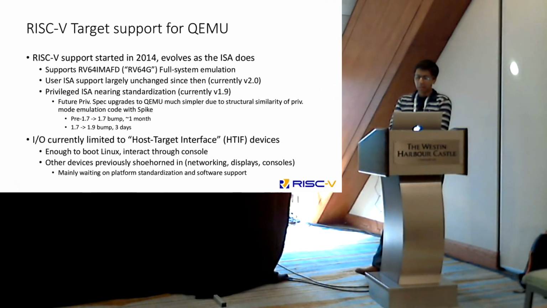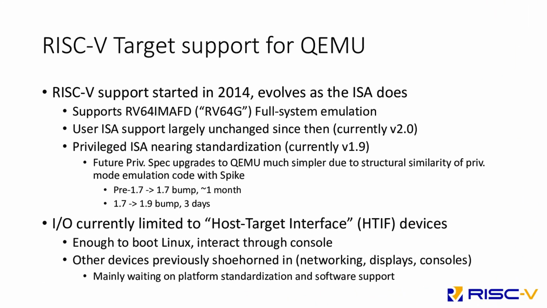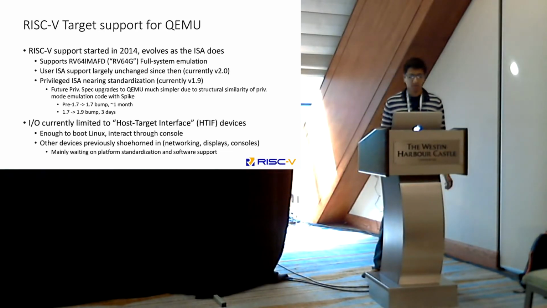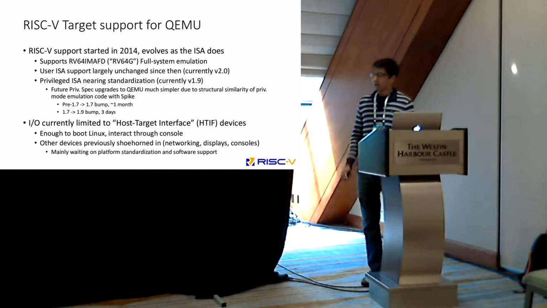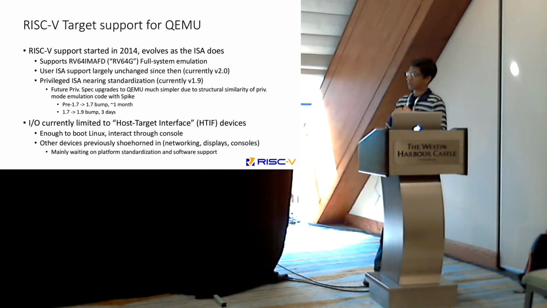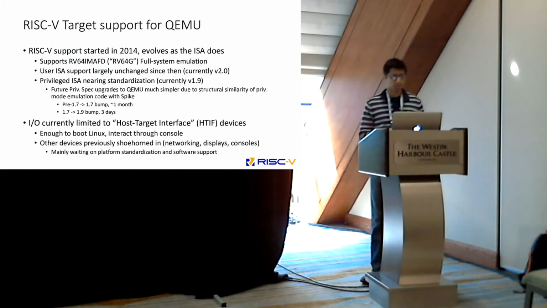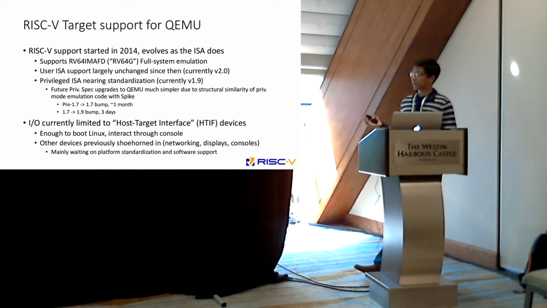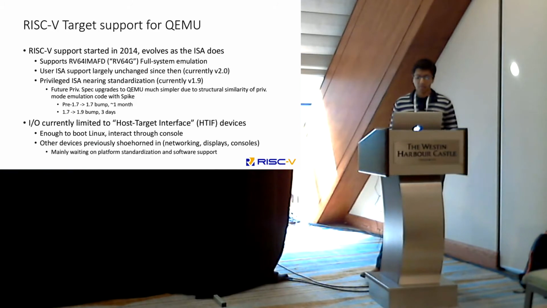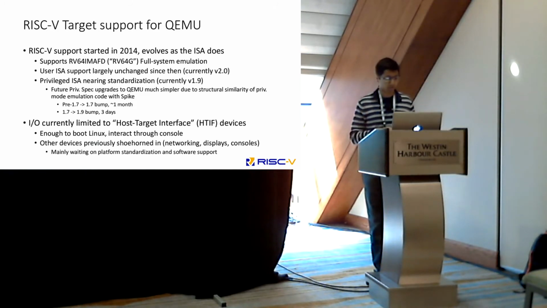So a little bit more about RISC-V target support. What do we support? Well, we started support back in 2014, as I showed you on the last slide, and we've been revising things as the ISA evolves. So we support RV64G full system emulation. User ISA support has been largely unchanged since then. It's been standardized at version 2.0. The privilege ISA is getting close to standardization, at least the machine, supervisor, and user modes. That's at 1.9. In RISC-V, 2.0 usually means standard frozen version.